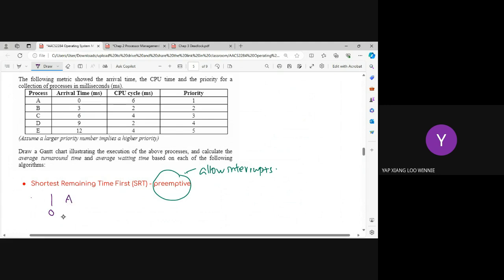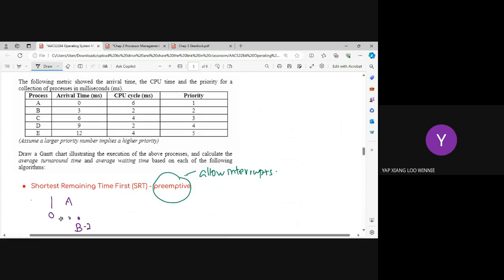Same, this 1, 2, 3, you don't have to follow me to draw in your exam, but I just draw for you to understand. Now, execute for 1 millisecond, 2 milliseconds, 3 milliseconds. B comes in. At 3 milliseconds, B is here, and B has a CPU cycle of 2.